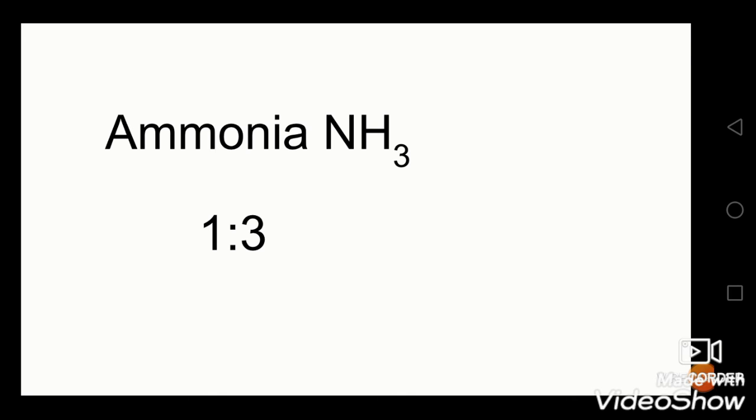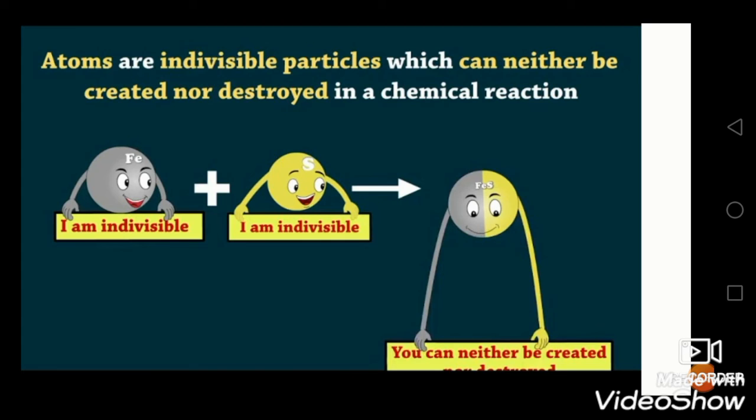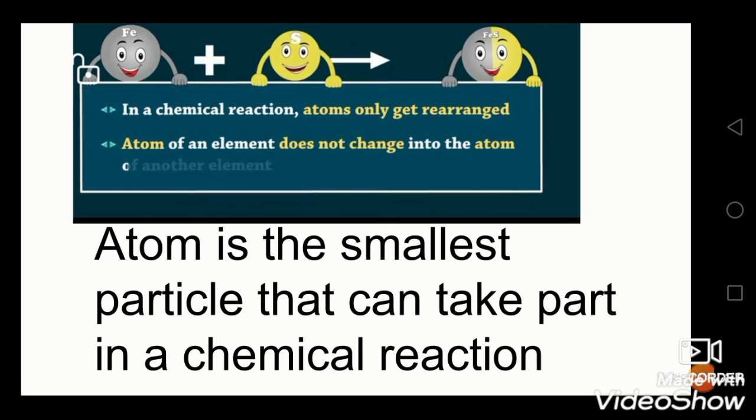That is his fourth point. Then the fifth point is atoms are indivisible particles which can neither be created nor be destroyed in a chemical reaction. Atom can neither be created nor be destroyed. The sixth point is atom is the smallest particle that can take part in a chemical reaction.